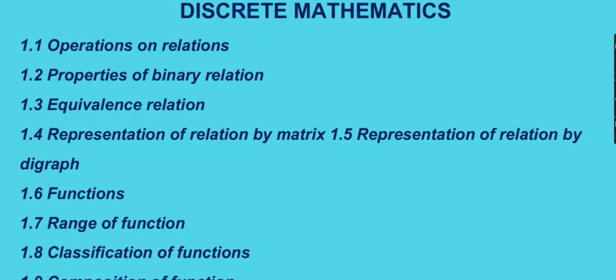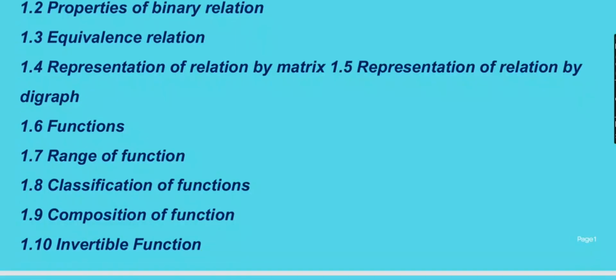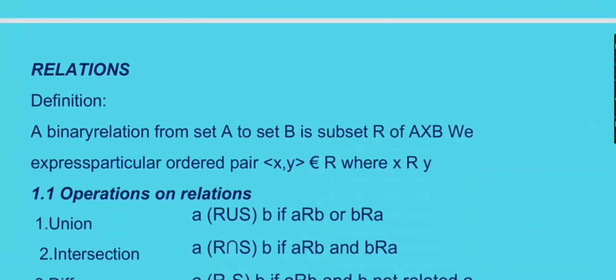So now we will go through the different topics. In the first topic, we are going to study operations on relations, and then properties of binary relation and equivalence relation, then representation of a matrix using relation and representation of a relation by diagram, functions, range of function, classification of function, composition of function, and invertible functions. All these things we are going to study, friends. So now we will start with the first topic.